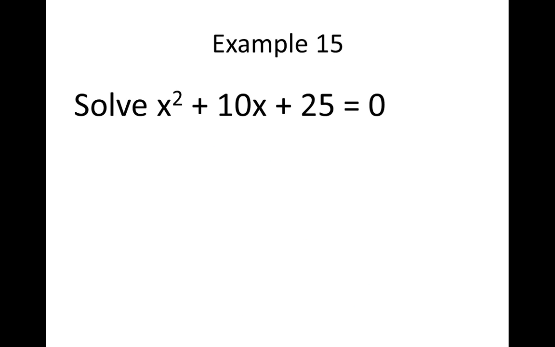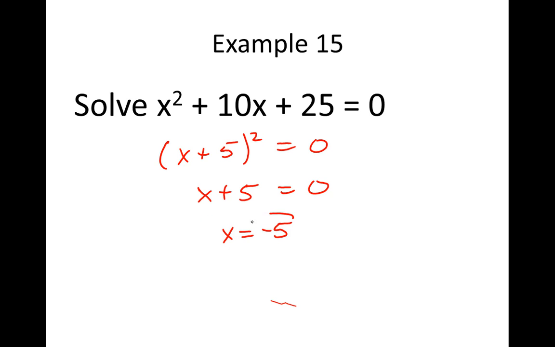Okay, another one, example 15. Again, we've already factored this before. This is x plus 5 squared equals 0. So I just set one of those. This is x plus 5 times x plus 5. Subtract 5, you get x equals negative 5. And that's it. So we are done with factoring.